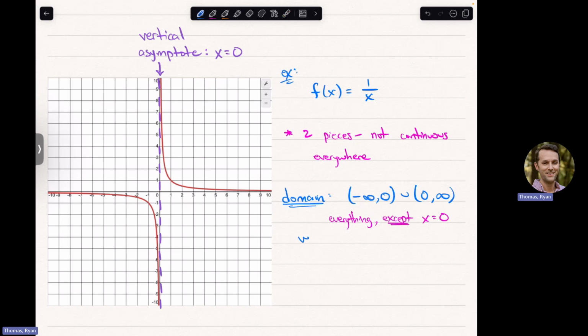So I'll just make a note here that this also has a vertical asymptote at x equals 0 because of that discontinuity. Right? A discontinuity is a place where a thing stops being continuous. So that place where we have to jump over it. Discontinuity.